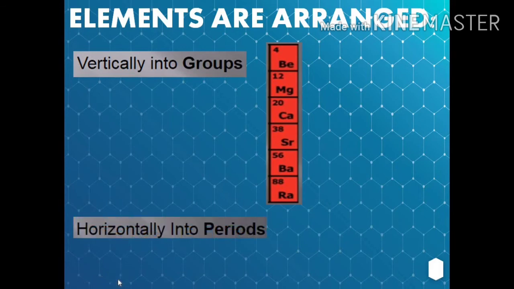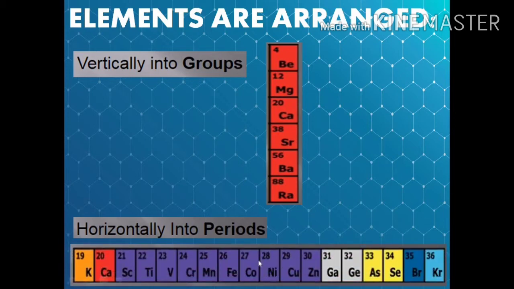And then we have elements arranged in horizontal rows, and this horizontal row we call a period. This is a sleeping line. So elements in the periodic table are arranged in vertical columns which are called groups and horizontal rows which are called periods.